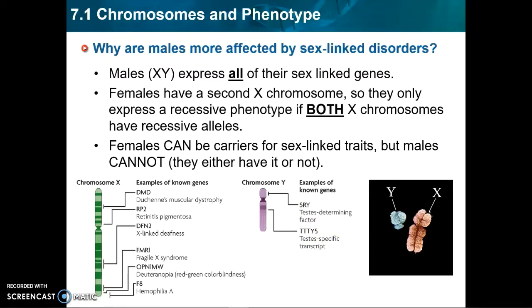So that's our overview of Chapter 7, Section 1, which is all about sex-linked traits. We're going to continue with 7.2 in a separate video, so stay tuned to hear more about non-Mendelian genetics. As usual, if you have any questions, please make sure that you ask in class.